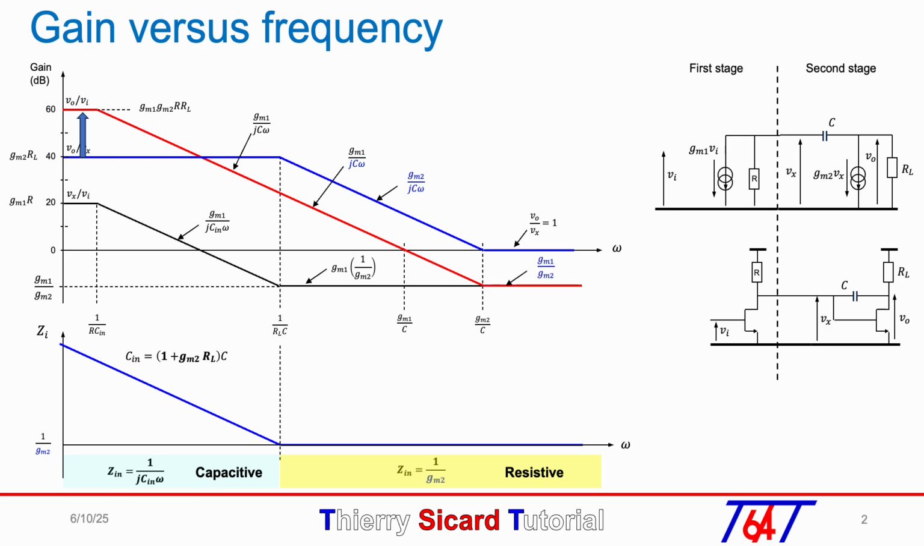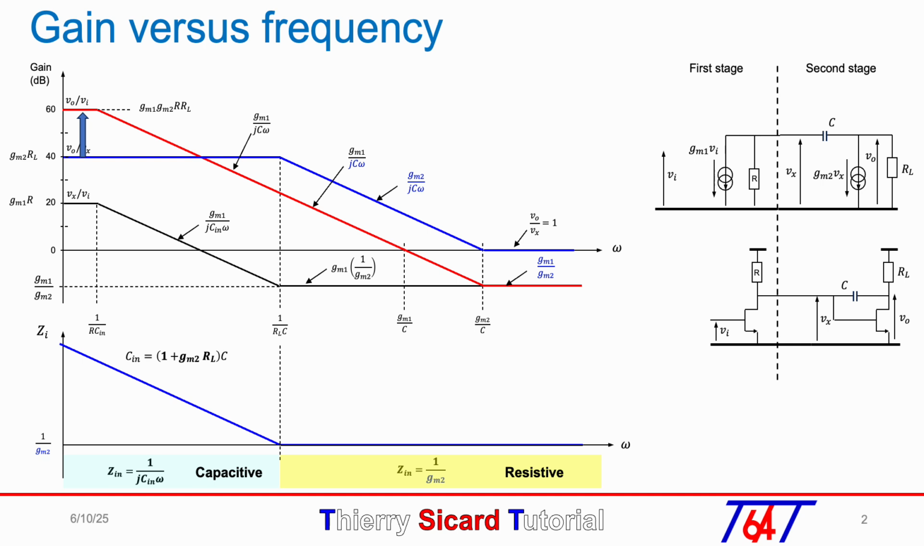Finally, when the angular frequency is greater than GM2 over C, multiplying the two gain curves, the blue one with a gain of 1 and the black one with a gain of GM1 over GM2, we will obtain the total gain of both stages, represented with a red curve.